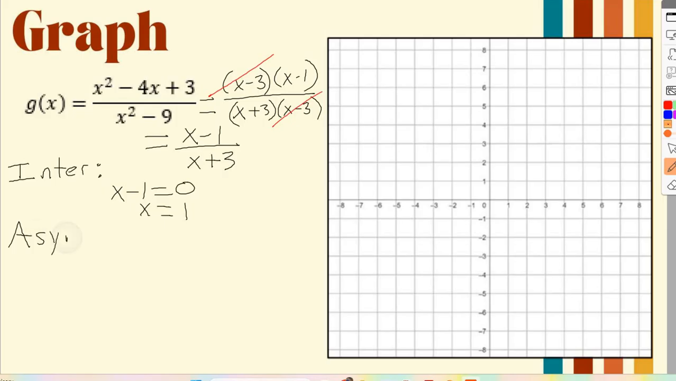So what am I going to set equal to 0 for my vertical asymptotes? X plus 3. Alright. And we get -3. And then for our horizontal asymptotes, what is the degree of the top? We can look at the reduced form. 1. What's the degree of the bottom? 1. So our degrees are equal.